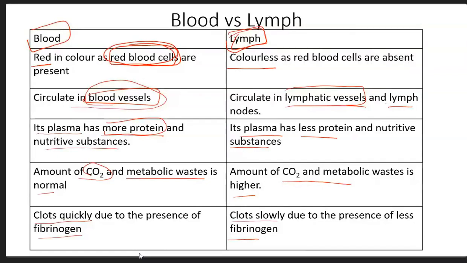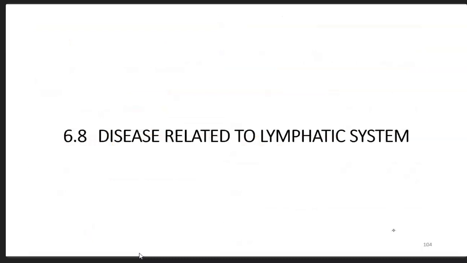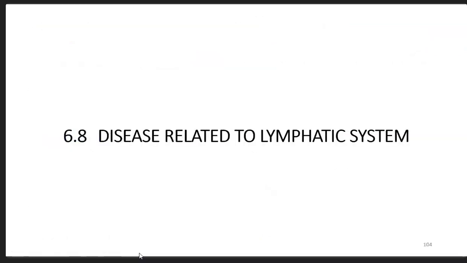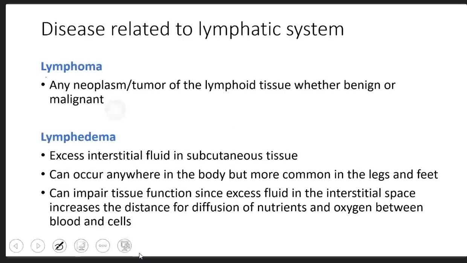Okay, for the last subtopic of this chapter, we are going to look at some diseases related to the lymphatic system. The first one is lymphoma. It is any neoplasm or tumor of the lymphoid tissues, whether benign or malignant. So it is a type of tumor of the lymphoid tissue.